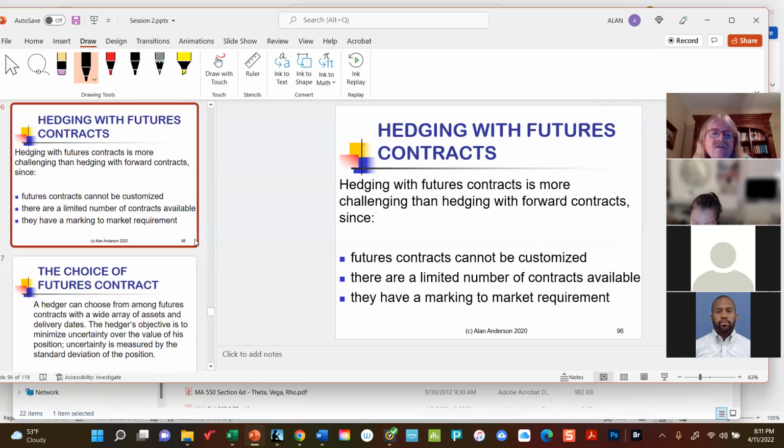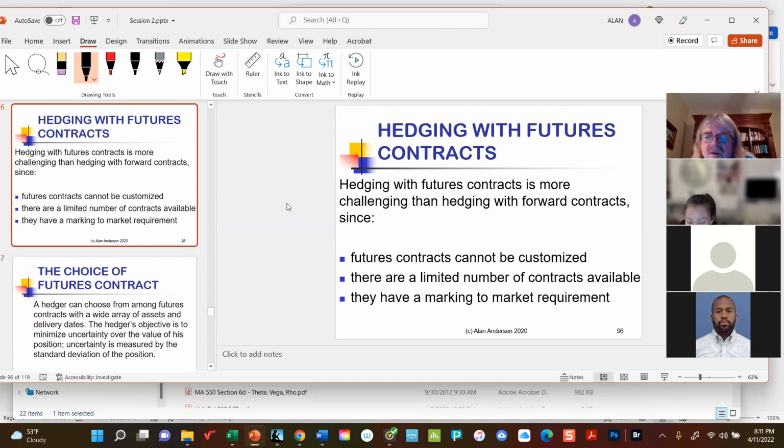All right, now here's the one that we want to study for a bit. How do you hedge with a futures contract? A forward contract couldn't be any simpler because you can customize it to exactly what you need, but not so with futures contracts. Futures contracts cannot be customized.